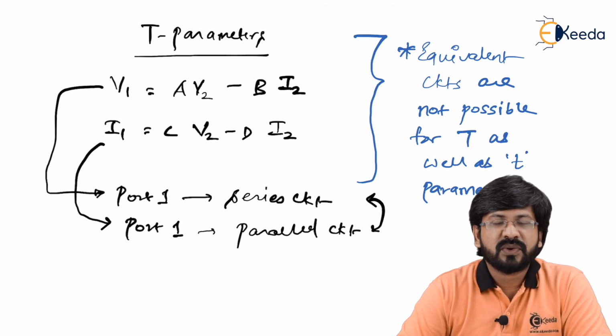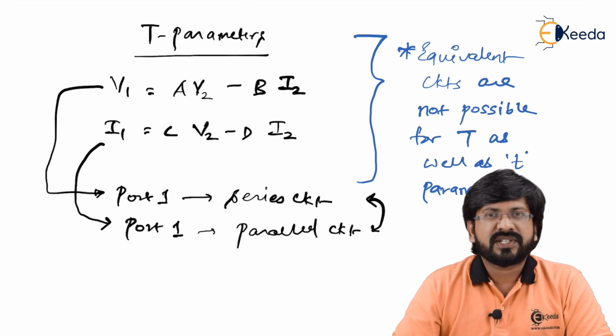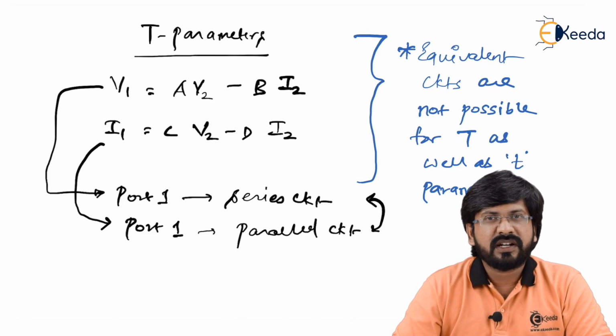I'm sure you have understood all these parameters, and also you have understood how to draw equivalent circuits when a parameter is known to you. Remember, at the end, I will say it again. If it is a voltage equation, it gives you series circuit. If it is current equation, it gives you parallel circuit, and so on. If certain parameters are given, how to draw equivalent circuits for the same.